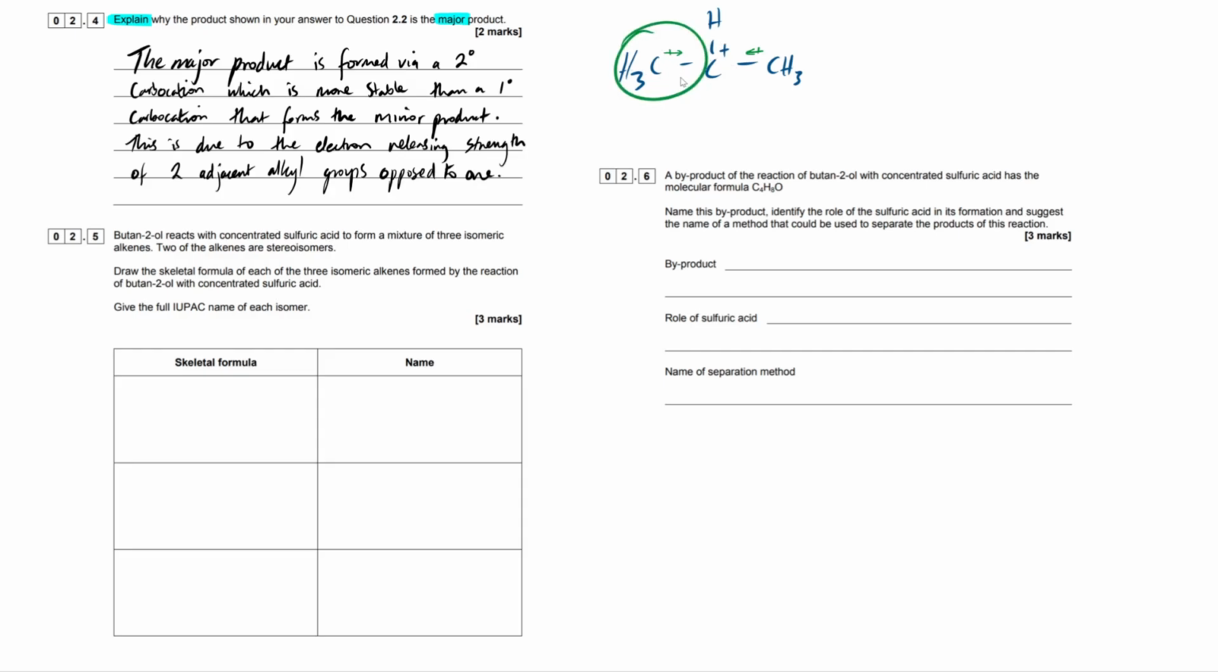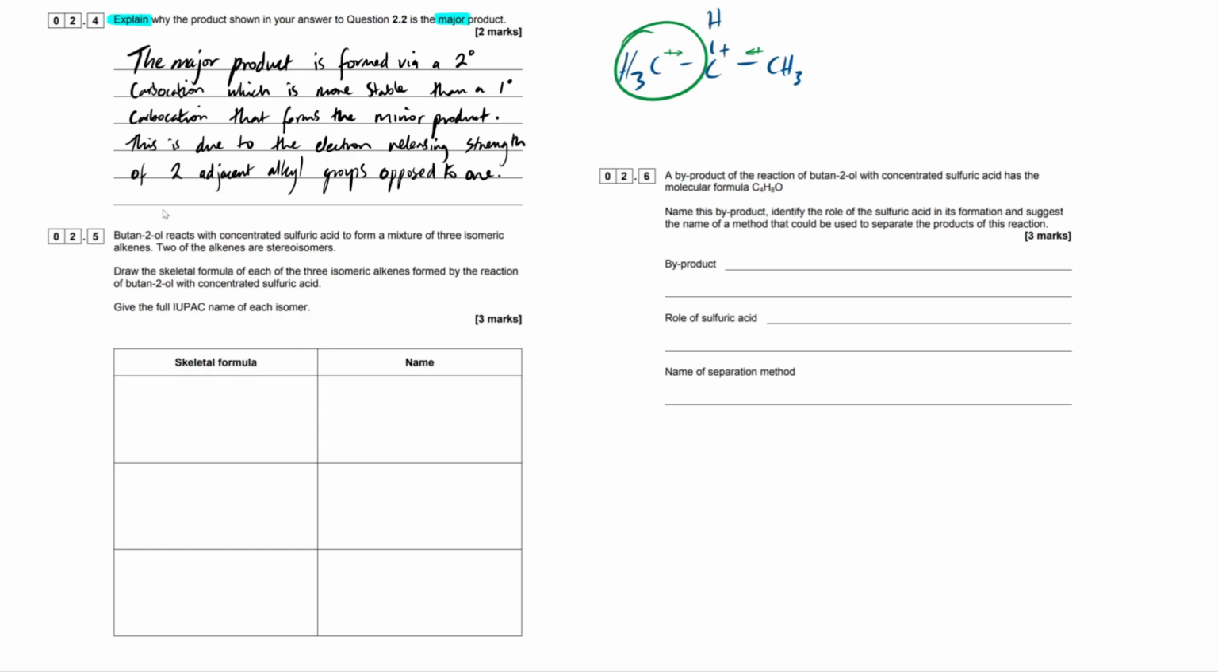Now, let's say we only had 1 alkyl group onto this carbon. It's going to have less of an electron releasing strength or character. Therefore, it's going to be more positive still and therefore less stable. Hopefully that makes sense, clears things up for you guys.